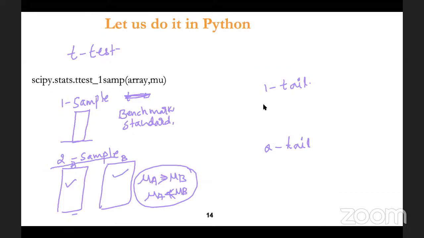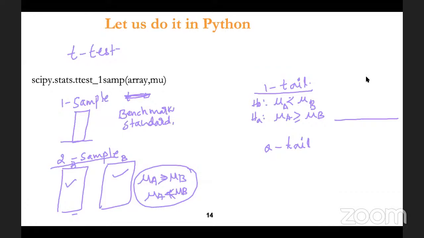Then one tail. A one tail t-test is basically when, if you see the null and alternate hypothesis, the symbols are like mu A less than mu B, or mu A greater than mu B. If you see less than or greater than, this indicates we are conducting a one tail test.